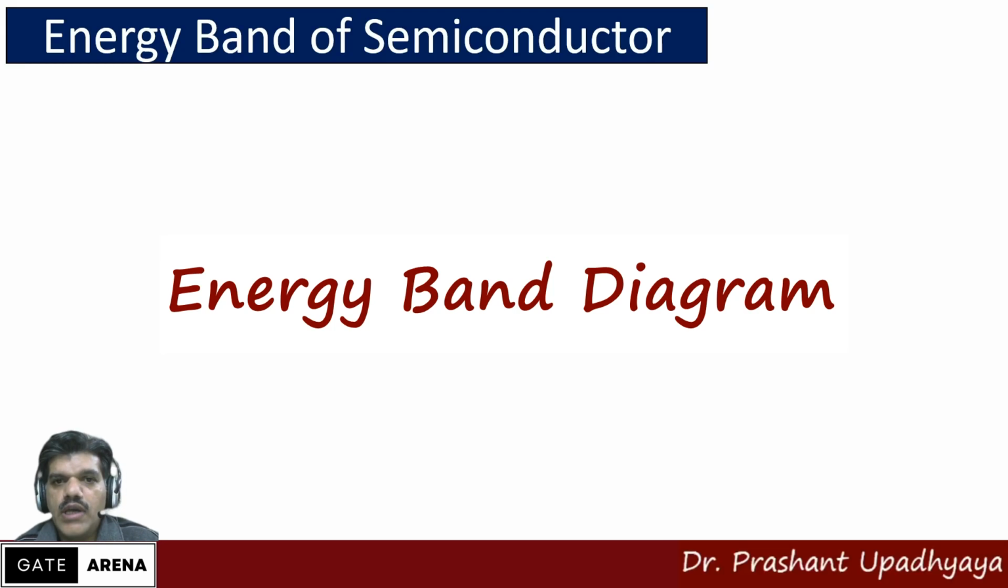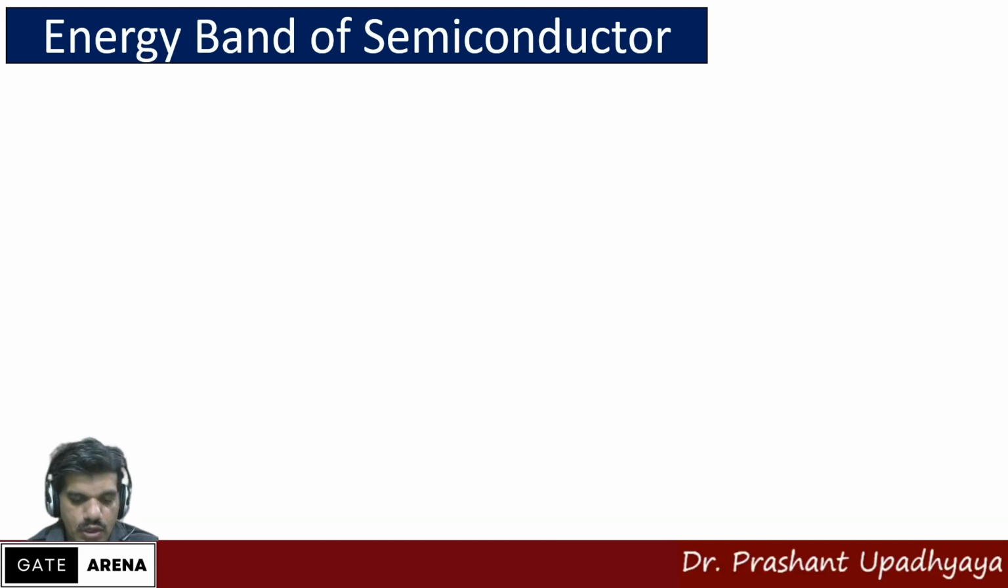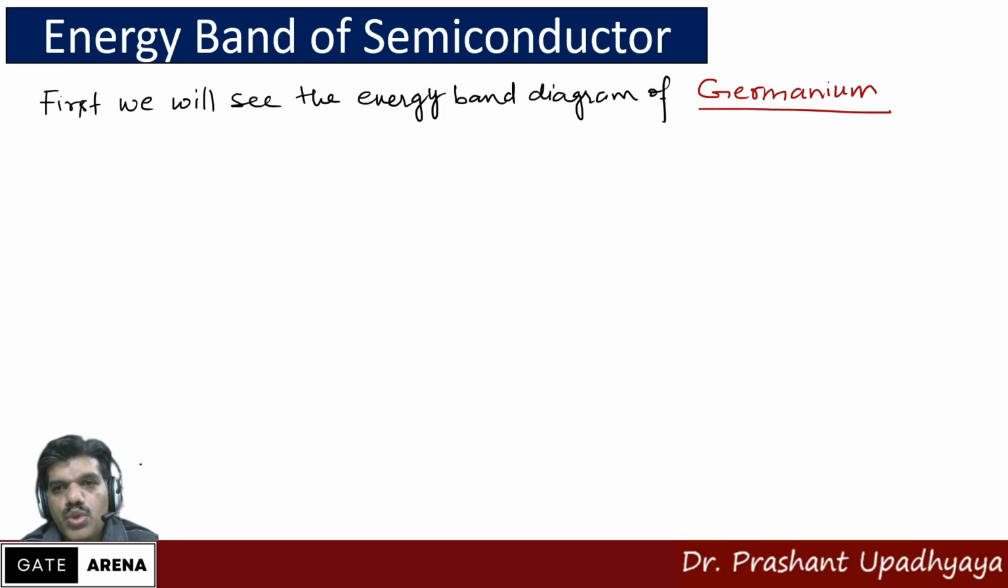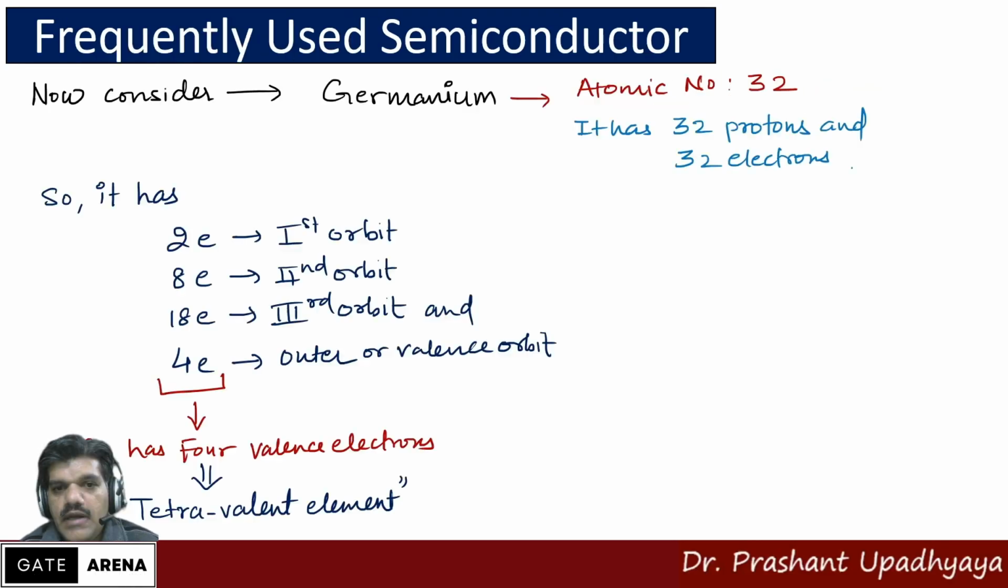Now we will be talking about the energy band in a semiconductor. First, we will talk about the energy band diagram of germanium. As we have already defined, germanium is a semiconductor, and germanium has 4 valence electrons in its last orbit. So we are talking about this orbit configuration.